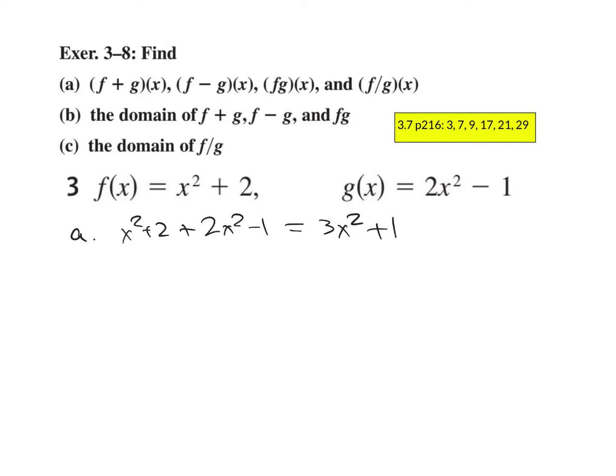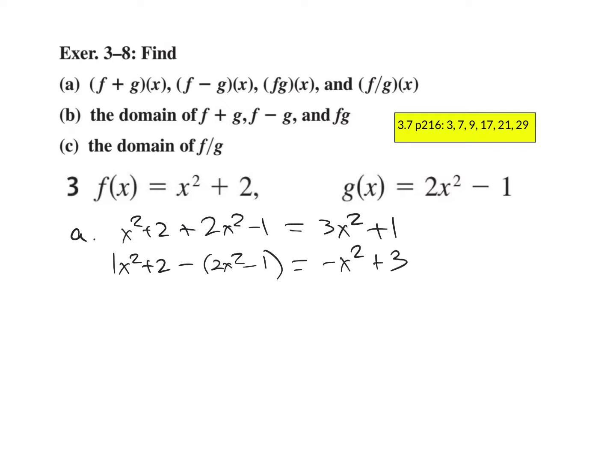Part B. We got to do the other parts, I guess. F minus g. So let's take that out. So f minus g is x squared plus 2 minus the 2x squared minus 1. Don't forget, it's minus the whole thing. X squared minus 2x squared would be negative x squared. So you have a 1 minus a 2 is negative 1. And 2 minus a minus 1 is 2 plus 1, or 3.